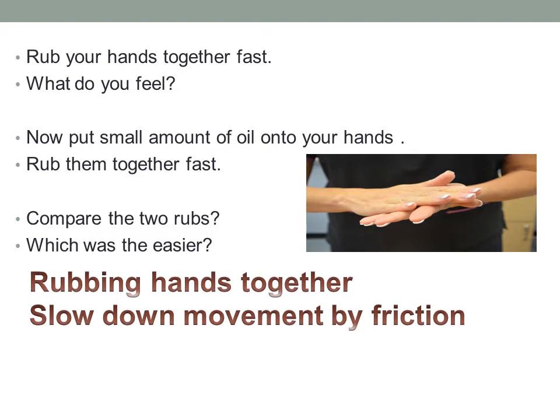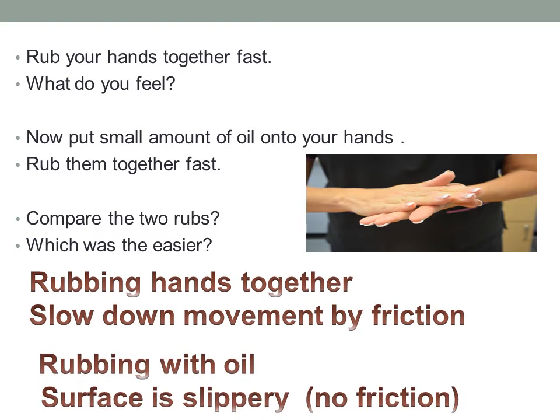Of course, rubbing with oil, the surfaces are too slippery. They are smooth, right? There is no friction. There is nothing acting on me to make me stop rubbing my hands. But when rubbing the hands together without oil, there is something called friction that slows down the movement, okay? Because these are not very smooth surfaces.